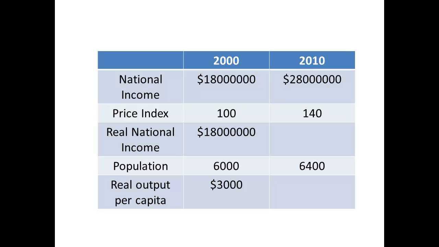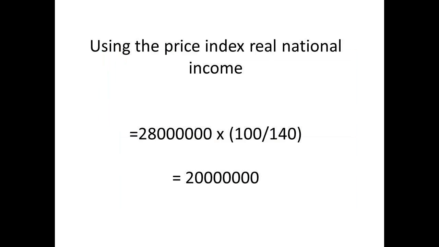Here is a sample set of figures. National income has apparently risen by $10 million, but the price index has risen from 100 to 140. The population has also risen by 400 persons. Using the price index, I will adjust by multiplying the national income by the result of 100 divided by 140. I get a figure of $20 million.